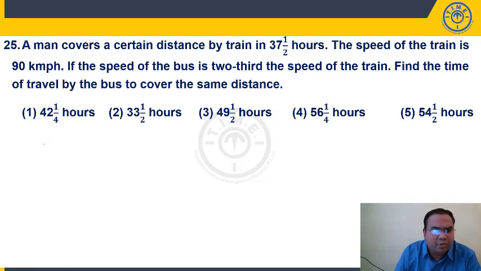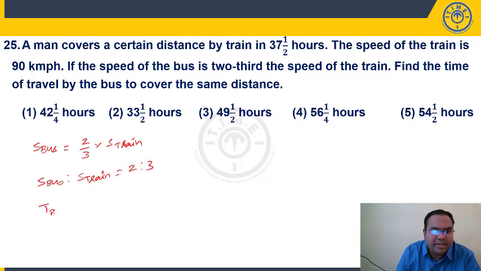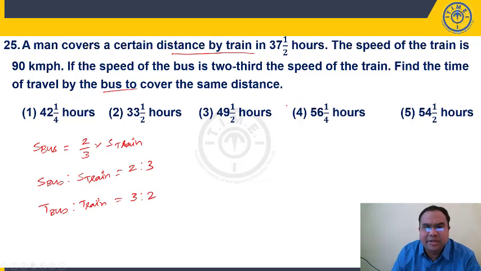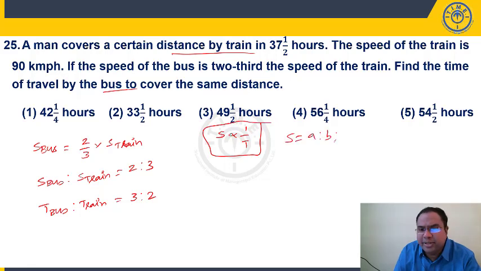Now the speed of bus is 2/3 of the speed of train. So what is speed of bus is to speed of train? 2:3. What is time taken by bus is to time taken by train? 3:2, because they are traveling the same distance. Whatever distance train is covering, bus is covering the same distance. When distance covered is constant, we know that speed and time are inversely proportional. I told you one more point. If speeds are in the ratio A:B, then time should be in the ratio B:A. Speeds are in the ratio 2:3. Time taken should be in the ratio of 3:2.